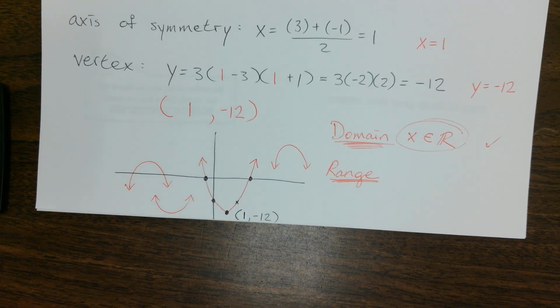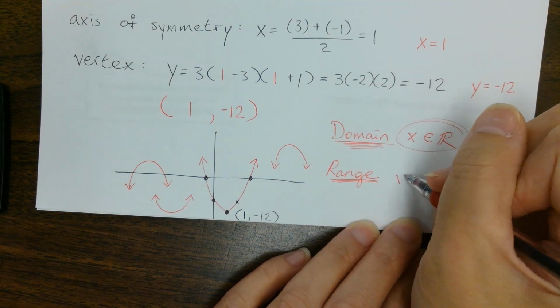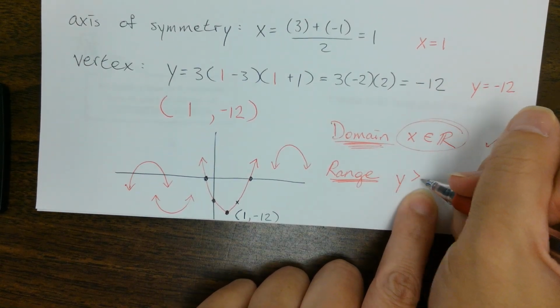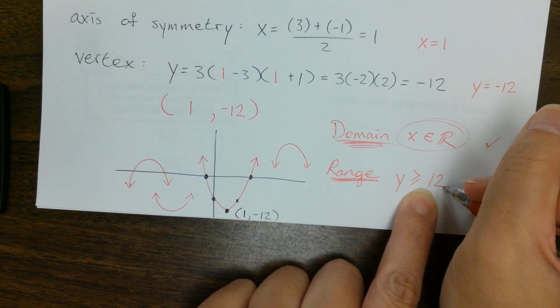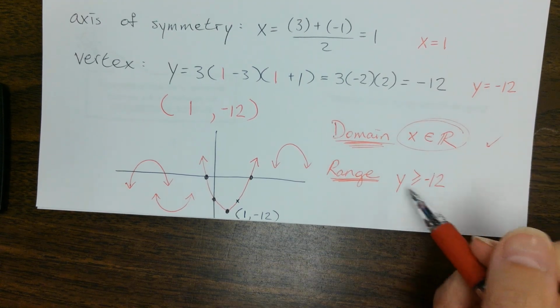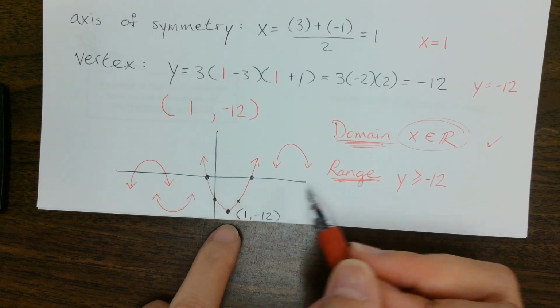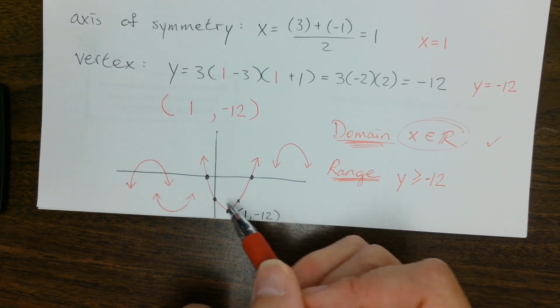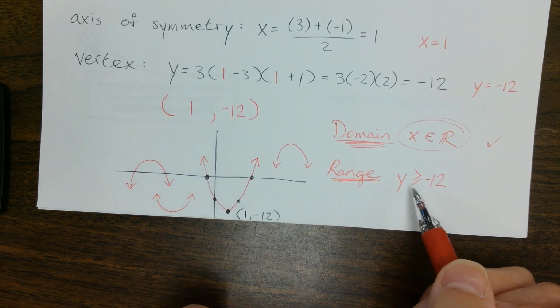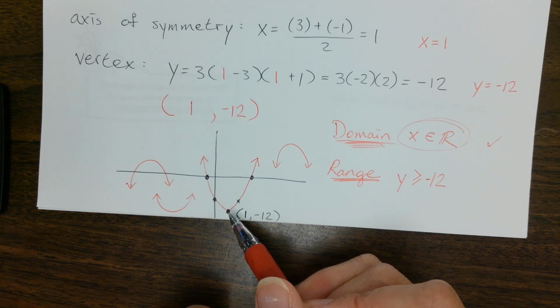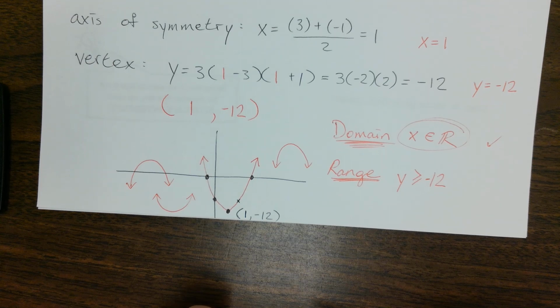Mohammed? Anything greater than negative 12? Yeah, good. So to translate that into math, y could be anything greater than negative 12. Y can be anything greater than negative 12. Okay, aka y has a minimum at negative 12.